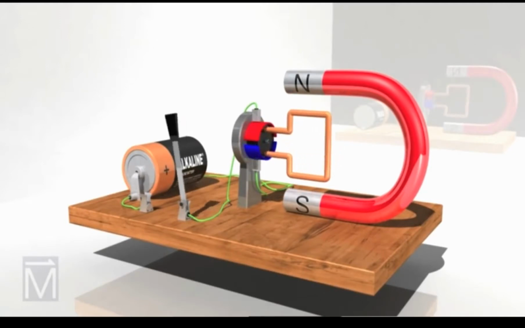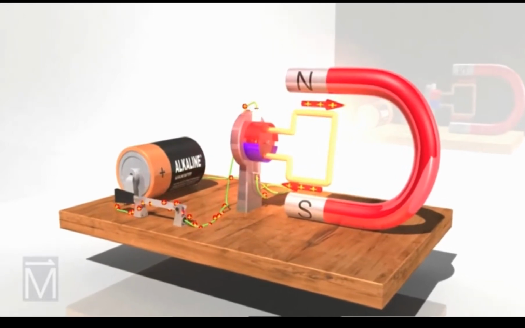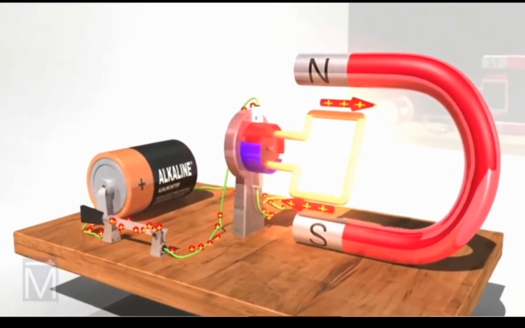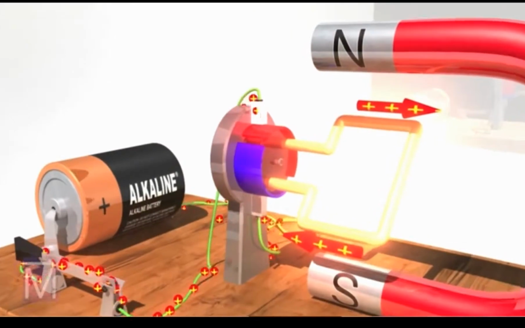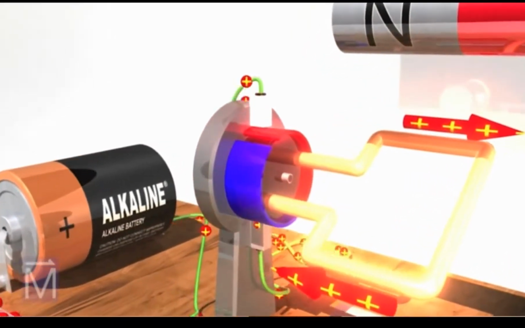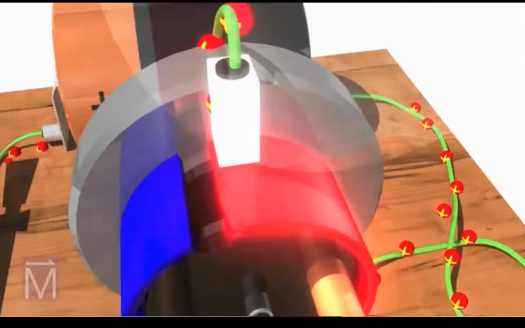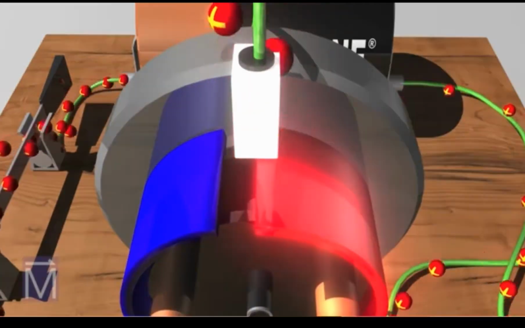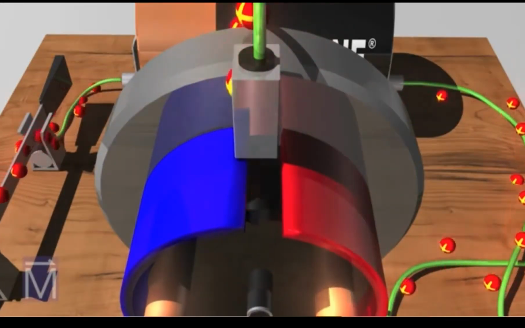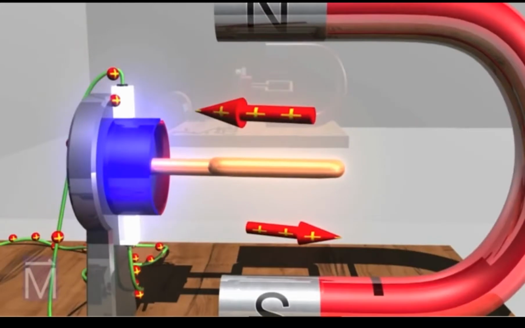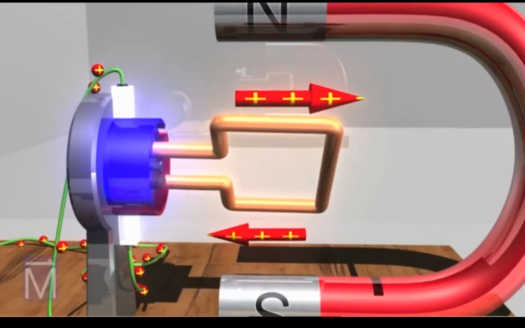Notice how one half of the commutator connects to one arm of the armature while the other half connects to the other arm. The current enters the first arm, making the coil spin. But this time, just as the commutator reaches the halfway point of its first cycle, a brush reaches the first gap. After jumping that gap and making contact with the other half of the commutator, it sends current through the other arm of the armature.